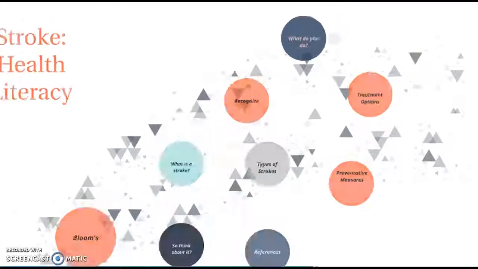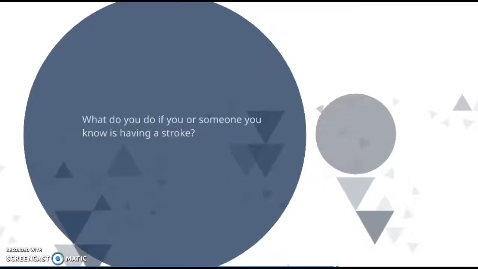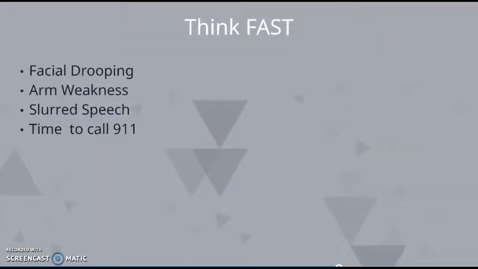So what do you do? A quick way to remember stroke symptoms and the actions to take is to think FAST. FAST stands for facial drooping, arm weakness, slurred speech, and then time to call 911.